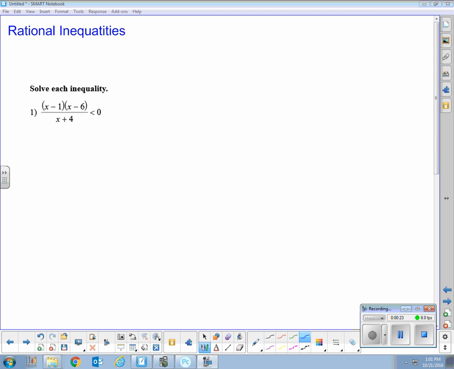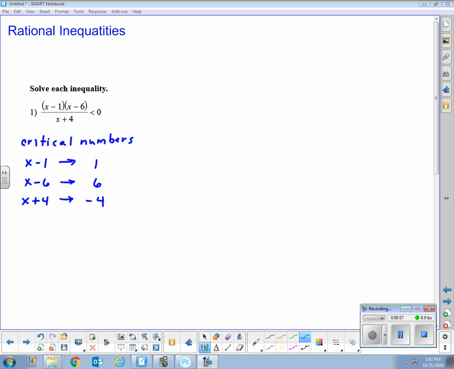So when I look at this rational function, I want to know values of x that make this function less than 0. So you're going to first look at what we call the critical numbers. And those are the zeros of your factors. So I want to think about at x minus 1, my critical number is 1. And at x minus 6, my critical number is 6. And at x plus 4, my critical number is negative 4.